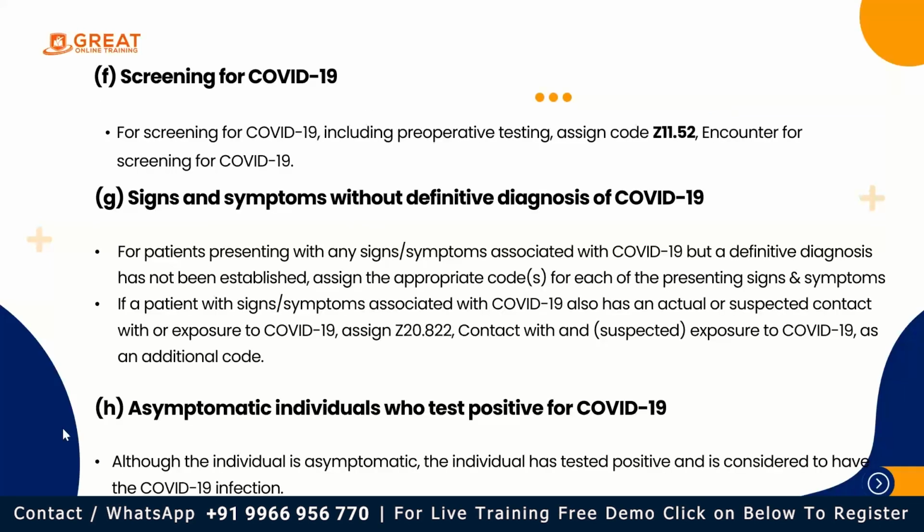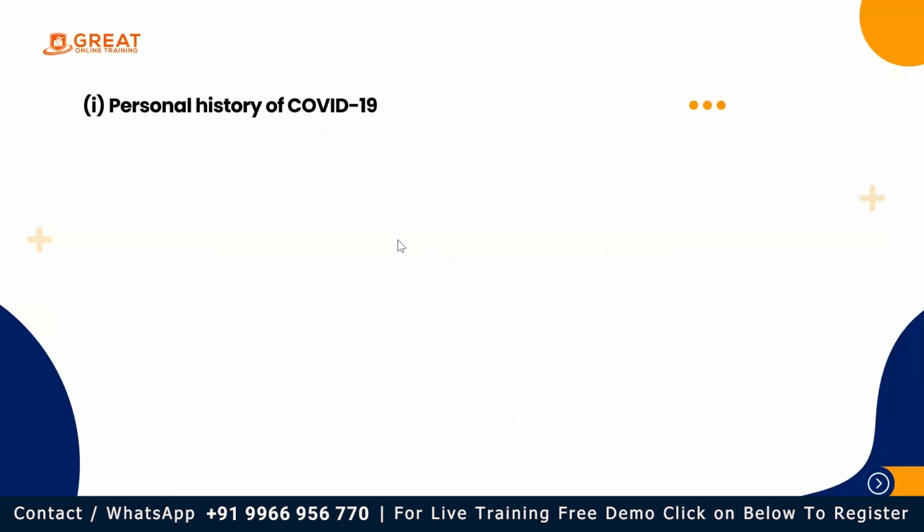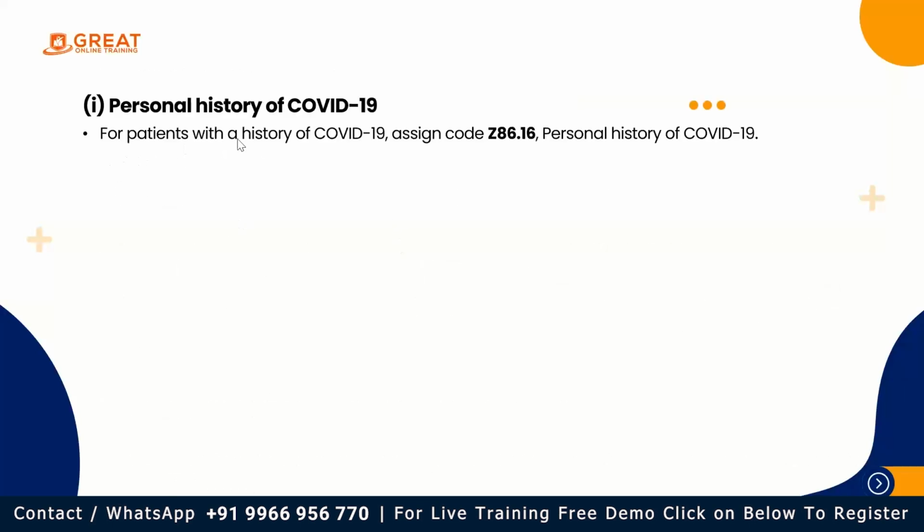Next, personal history of COVID-19. So this is a subsection of this guideline. For a patient with history of COVID-19, assign code Z86.16, personal history of COVID-19.